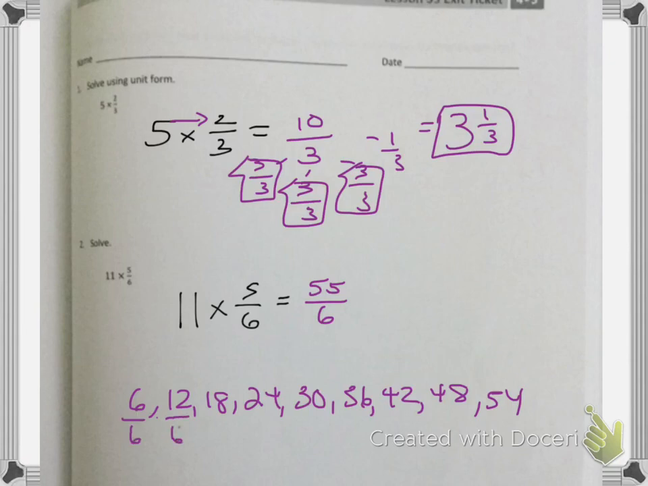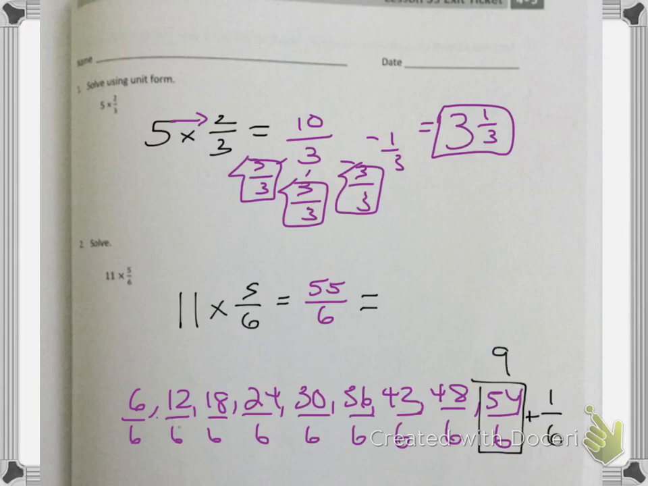So 6, 6, 6, 6, 6, 6, 6, and 6. So 54/6 is what we can take out and get as close to, and that is 9 whole. So that's awesome. And what do I need left to get to 55/6 is just a little 1/6. So we have 9 whole and 1/6 left over.